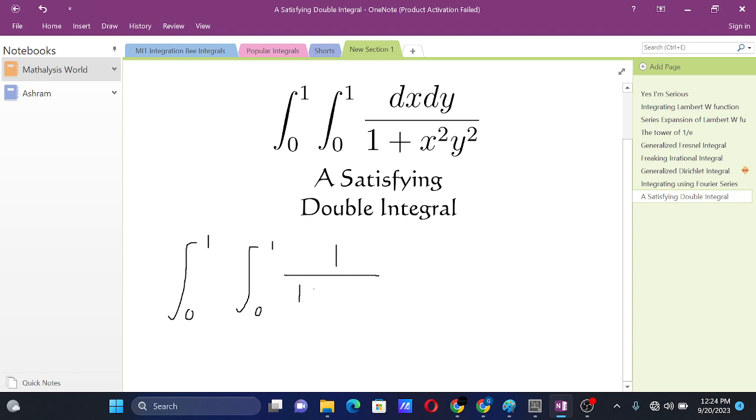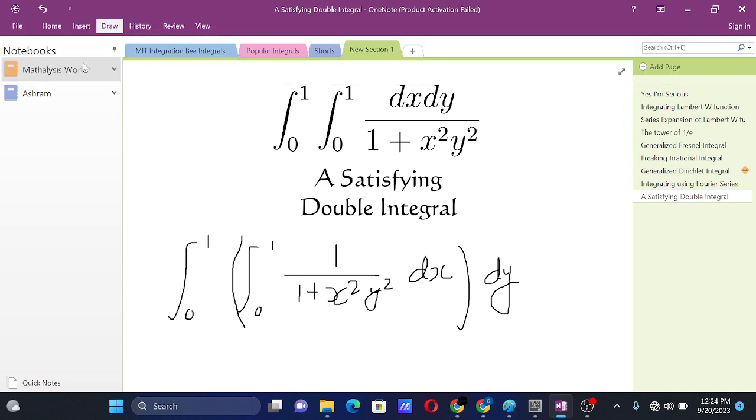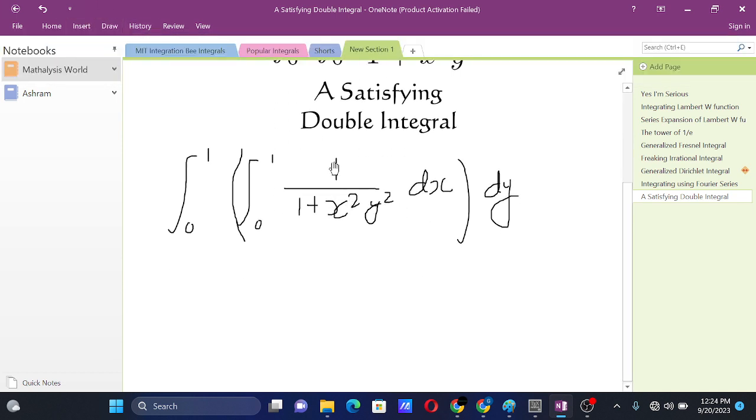So we will first try to do it with dx. So 1 by 1 plus x square y square dx, and then we will do it dy. While integrating with dx, our y will be constant. Since y will be constant, it is just like 1 by 1 plus a square x square. So that's just tan inverse ax by a.